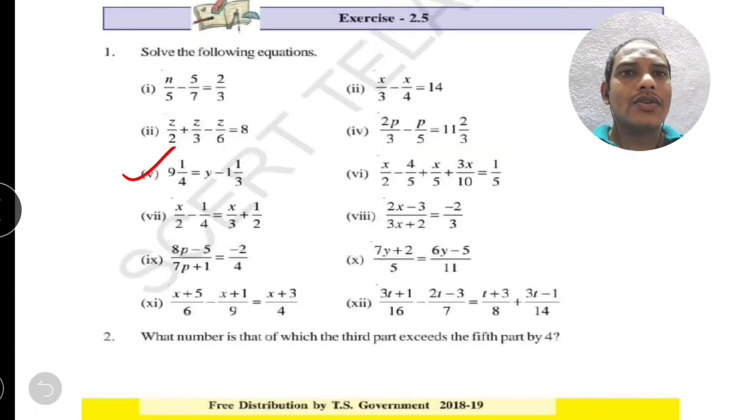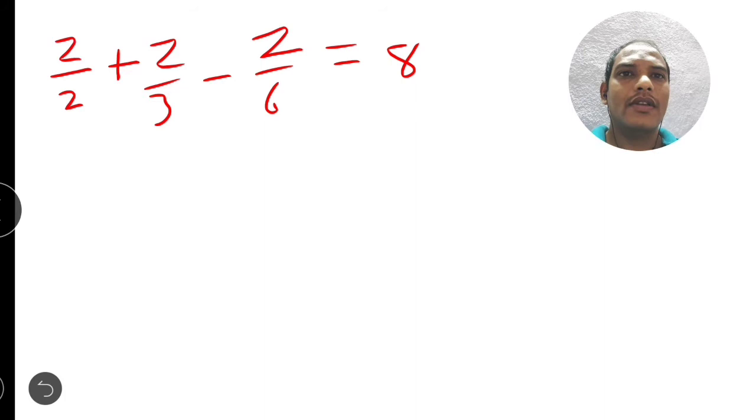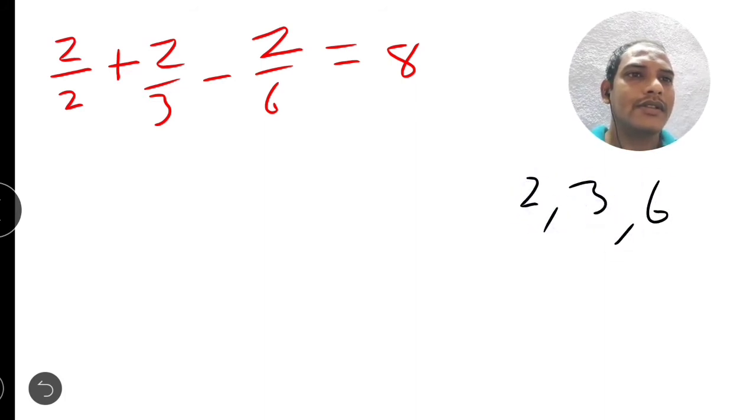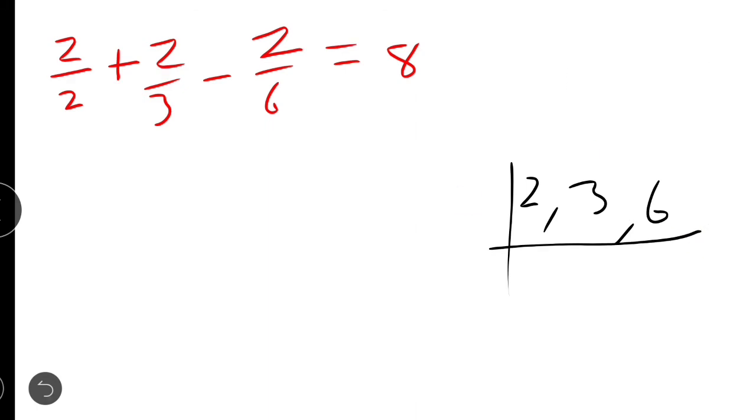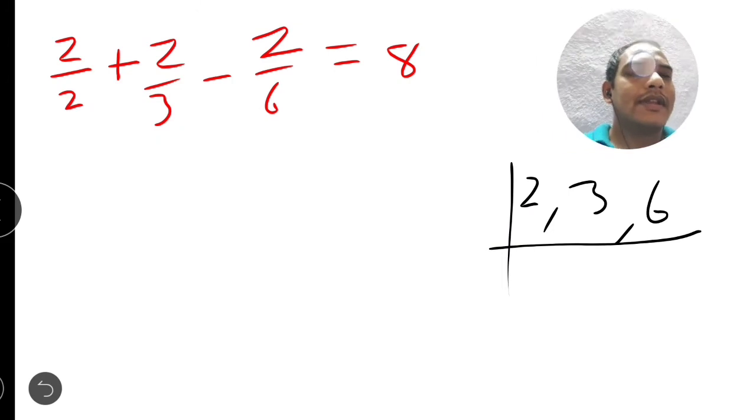Next, third question: z by 2 plus z by 3 minus z by 6 equals 8. Okay, so here the LCM of 2, 3, 6. Let us do the LCM. In which table are the 3 numbers coming?